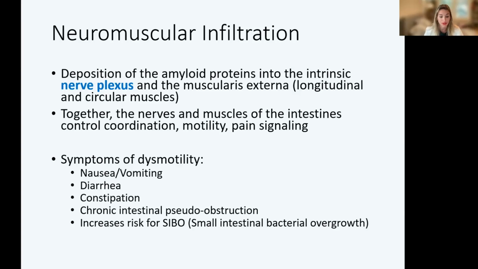So, symptoms of neuromuscular infiltration may involve dysmotility types of symptoms, things like nausea, vomiting, diarrhea, constipation, chronic intestinal pseudoobstruction, or an increased risk for SIBO, small intestinal bacterial overgrowth. Again, the nervous system is not an area that we can easily target with biopsies of the intestinal lumen, and therefore we may be missing some of these diagnoses.